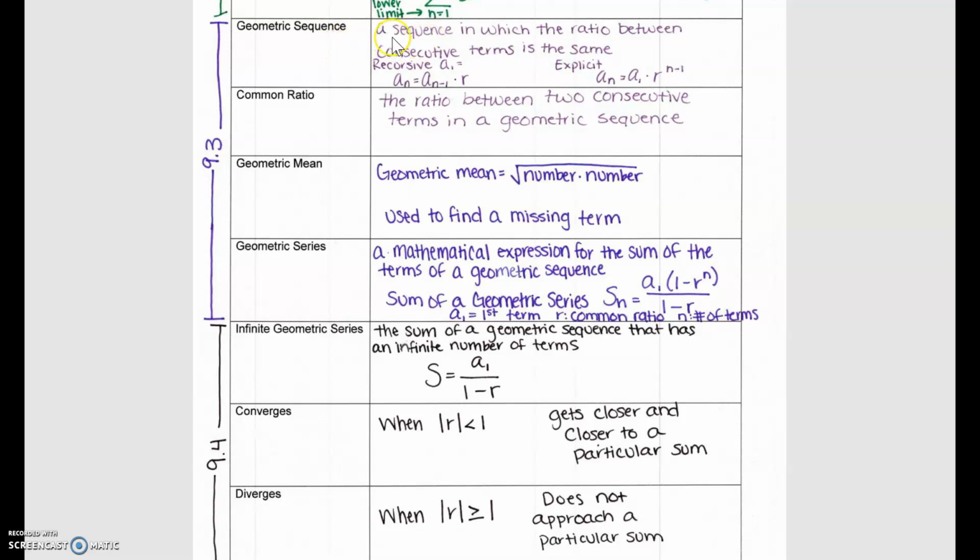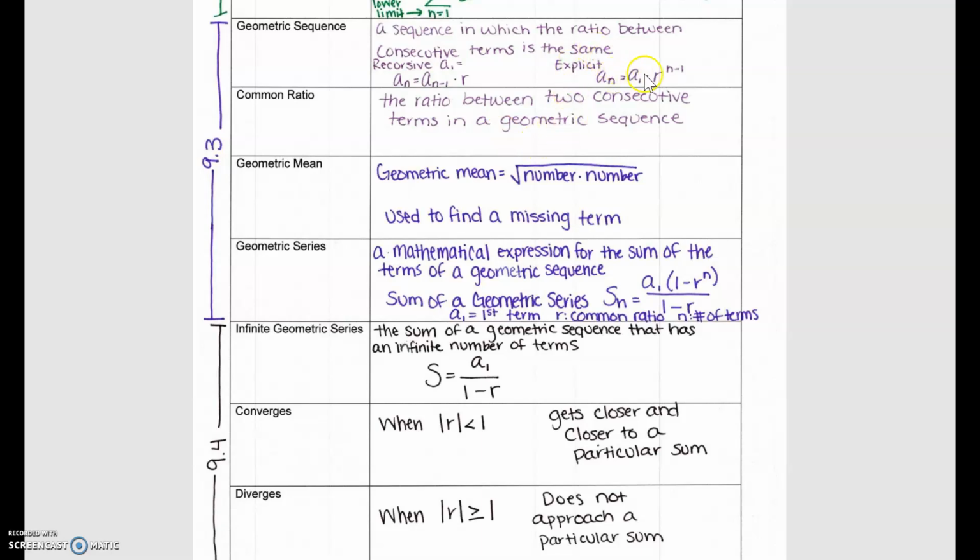And then if we go down here, we also need to know the geometric sequence and how those formulas look. So geometric sequence is when there's a common ratio, so multiplication, between the consecutive terms. So if I did 1, 2, 4, 8, 16, where I'm multiplying by 2 each time, that would be a geometric sequence.